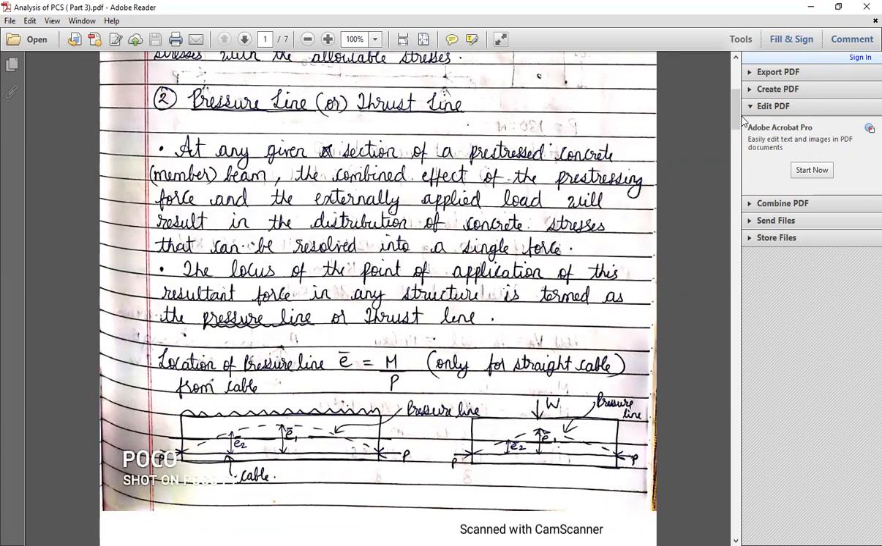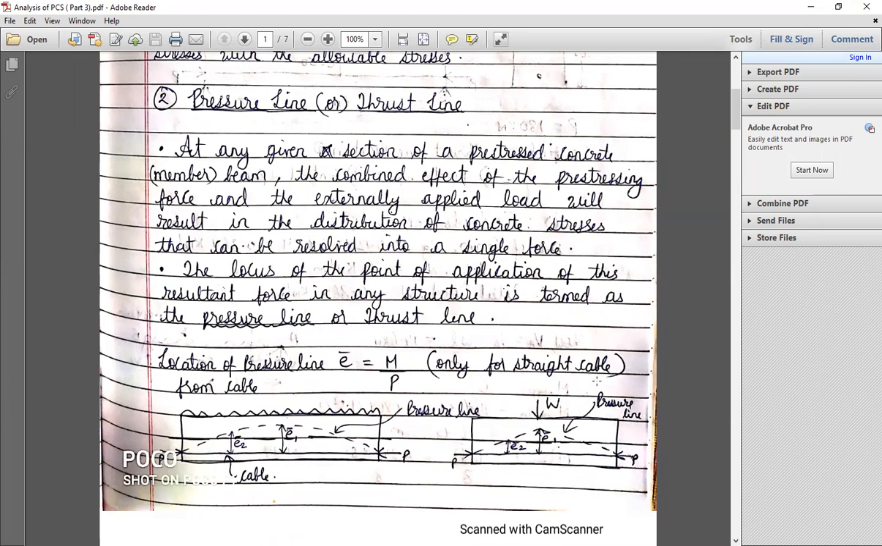Okay, the position of the resultant force that is acting is given by the pressure line. Is this clear, everyone? So this method is known as the pressure line method. In this method we will find out the location of the pressure line, that is, where the pressure line is acting in the member. The location of the pressure line is given by e equal to M by P. Okay, so this I have taken as e bar. So the location of the pressure line e bar is given by M by P.